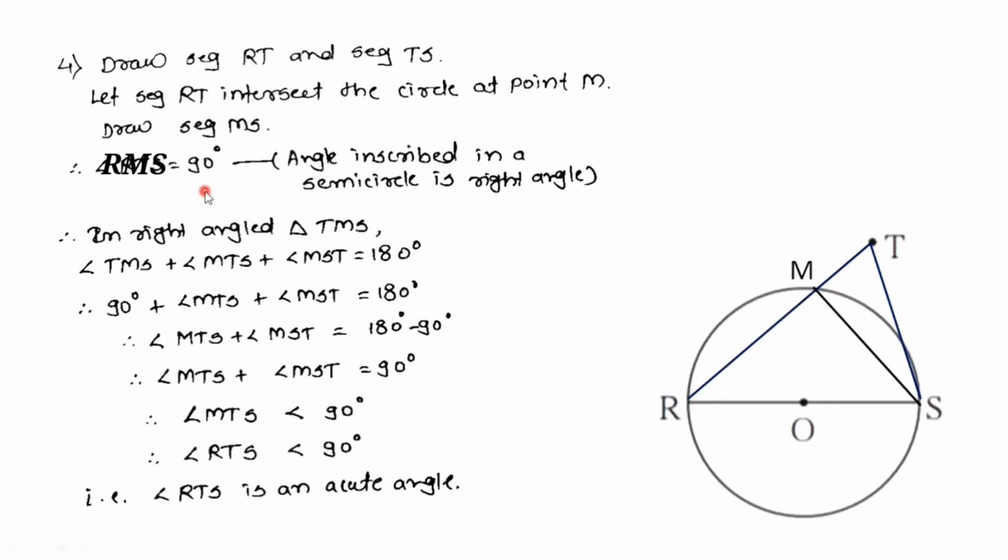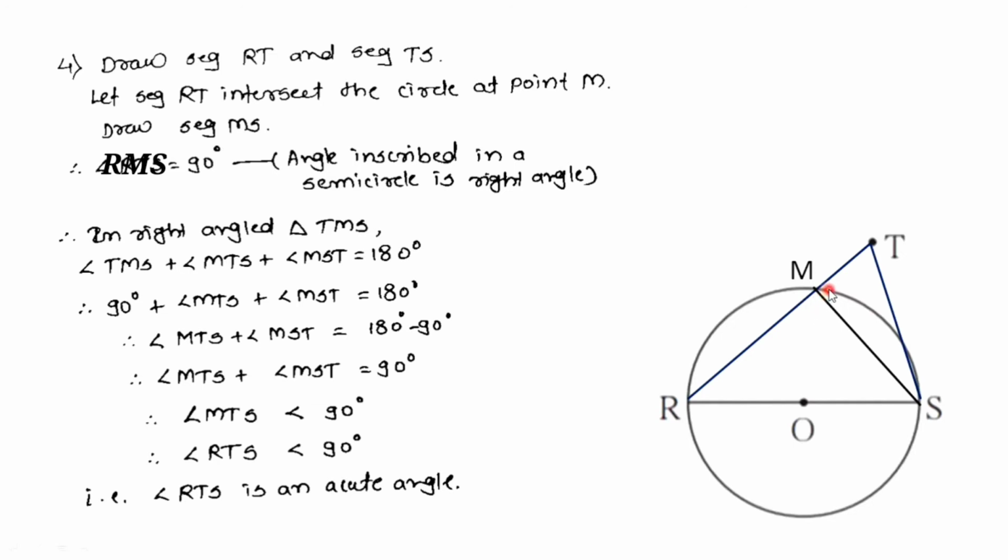So angle RMS is equal to 90 degrees because an angle inscribed in a semicircle is a right angle. And as RS is a diameter, that's why angle RMS is an angle inscribed in a semicircle. That's why the measure of this angle is 90 degrees. Now consider a right angle triangle TMS. Now the measure of angle RMS is 90 degrees.